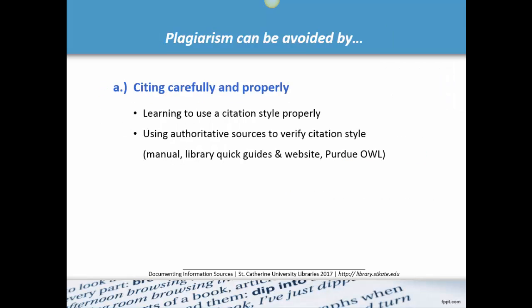I have several suggestions about how plagiarism can be avoided. Most importantly, cite your sources carefully and properly. Whether you use MLA, APA, Chicago, or another citation style, learn how to use it and how to cite properly. Use authoritative sources to verify the citation styles, such as the manual, our library's website, or the Purdue OWL website.